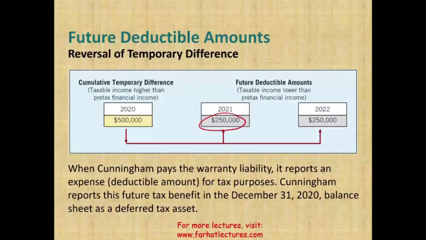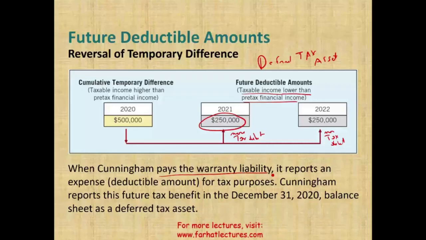In future years, you're going to have a future deductible amount. It means in future years, you're going to have a lower taxable income than GAAP income because you're going to have more deductions. So in 2021, you're going to have more tax deduction. 2022, more tax deduction. Total, you're going to have $500,000 of tax deduction. What does that mean? It means in the future you have more savings. So you're going to have to book now a deferred tax asset. Why? Because if in the future you have more savings, you have a deferred tax asset.